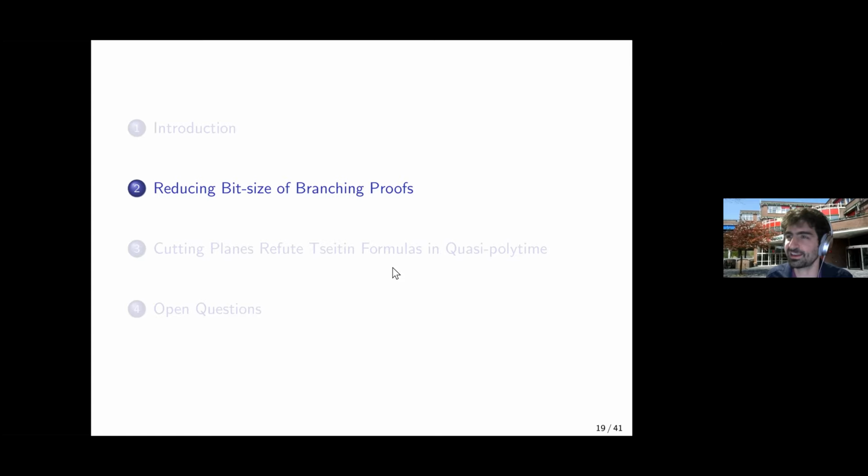I mean, for sure, I can say that Cook, Coullard, and Turan had this as a main result. Not exponential, but that you can assume that it's polynomial. The coefficients are polynomial, and you know have size 2 to the bit size of the polytope times, I keep forgetting what the dependence is on the polynomial in the length of the proof. But maybe this second result that you mentioned had something more fine-grained.